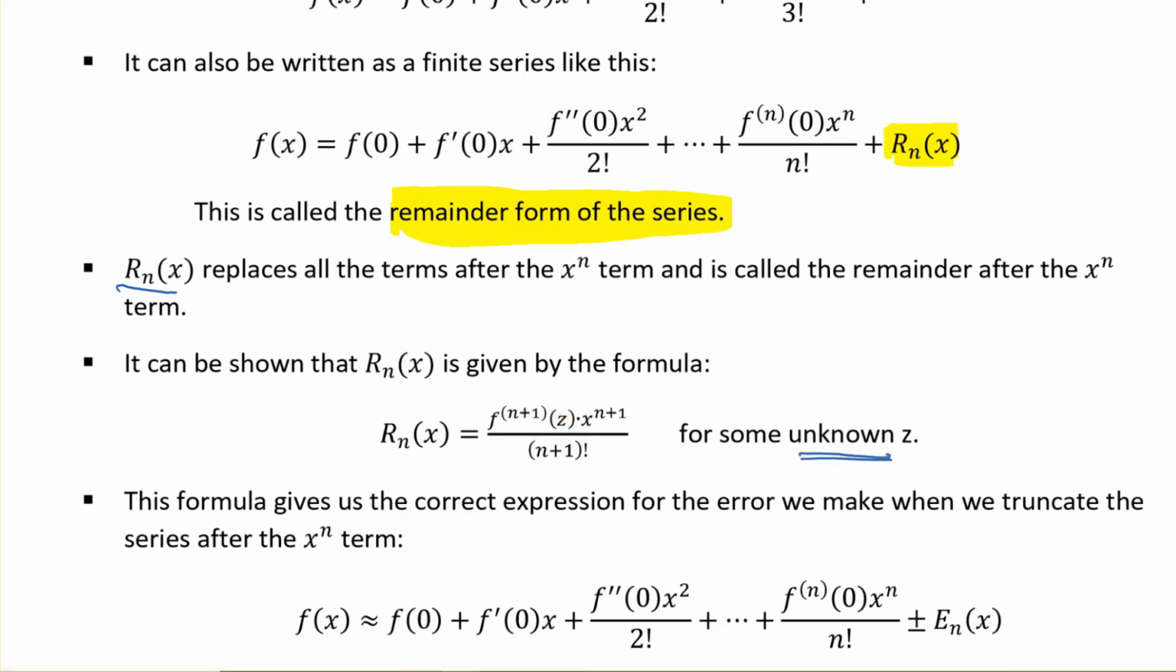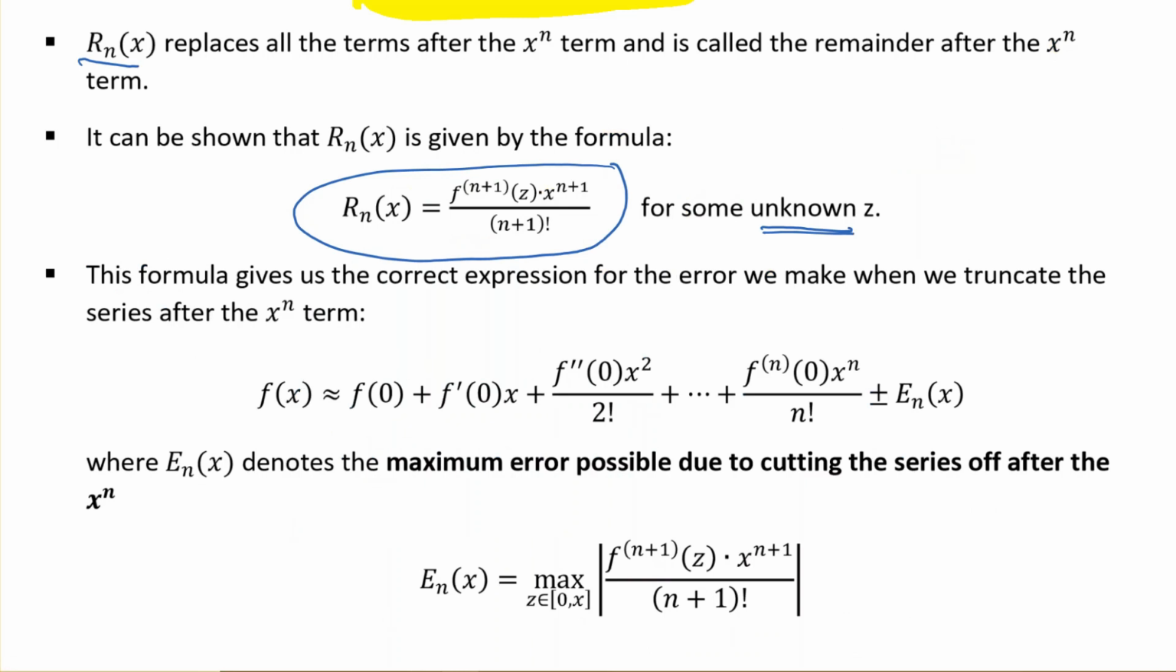Now when we truncate the series, this can be considered to be the error. The only problem is that Rn depends on z and we don't know z. So the answer is to simply choose z to give the biggest possible Rn(x) in absolute value, and then we have an upper bound on the error. I hope that makes sense. Because we don't know z, we can figure out the maximum absolute value of this function, which would be the upper bound of our error.